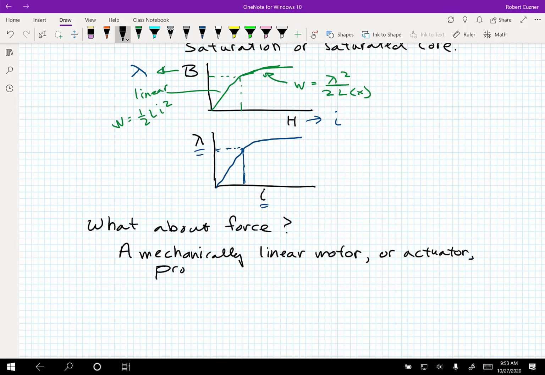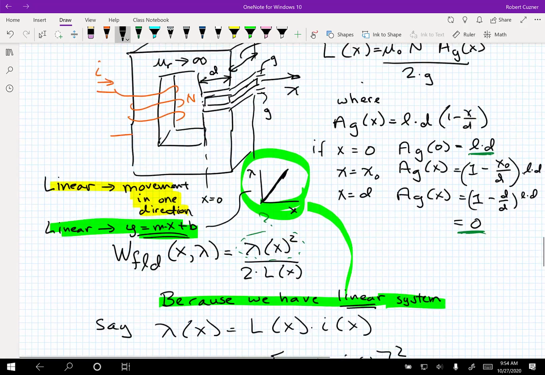produces a force in one direction with power input. That's what this plunger thing is here.